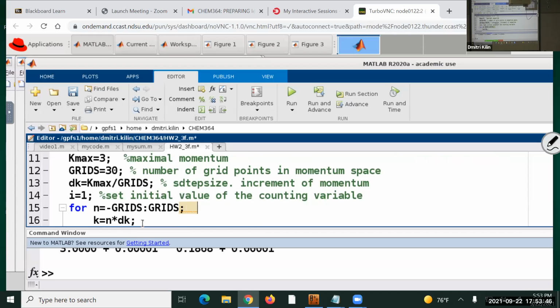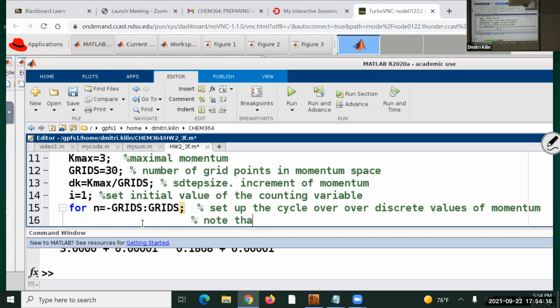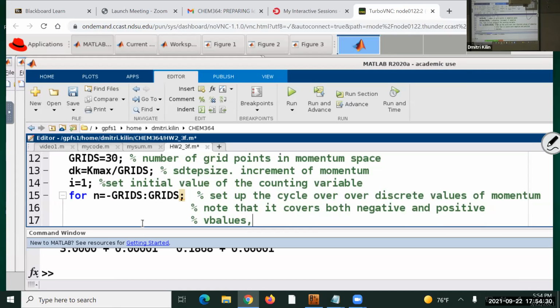Okay, set up the cycle over what? Over this. Create values of momentum. Note that it covers both negative and positive values since electron can move forwards and backwards.